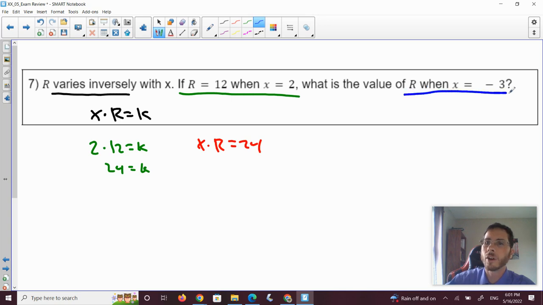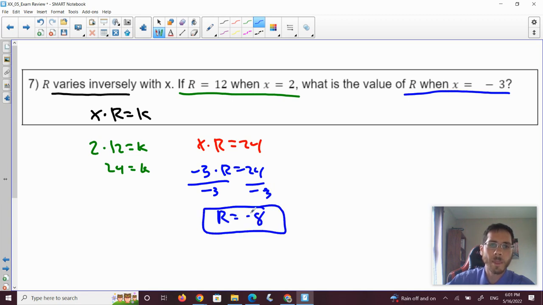What is the value of r when x is -3? So -3 times r equals 24. Divide both sides by -3. r equals -8. All right, not too bad. So we just have to remember in that case, we're multiplying because we're varying inversely.